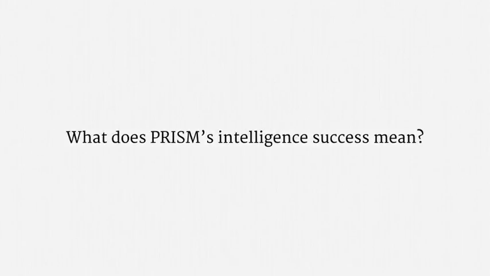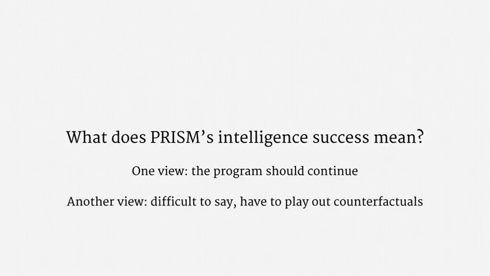There are, very roughly, two perspectives on this. One view is that the program should continue. It's working. That's clearly the perspective the executive branch maintains. Another view is that it's difficult to say what PRISM's success means. That requires playing out some very tricky counterfactuals. For instance, what intelligence would PRISM have developed if NSA analysts had needed to obtain something like a warrant? Or perhaps something lesser, like a D order? Really, only the NSA internal records could answer those questions. And unsurprisingly, the agency hasn't been very forthcoming.